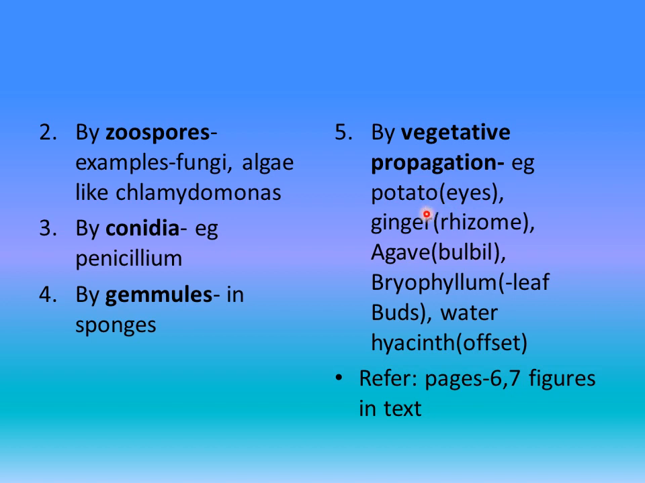The structures are called eyes in potato, rhizome in ginger, bulbil in agave, the leaf buds in bryophyllum, offset in water hyacinth. To see the pictures, you refer to page number 6 to 7 in textbook.